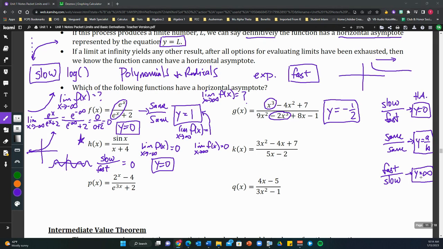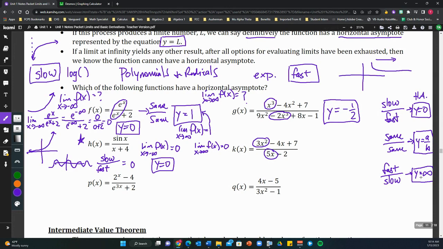All right, now for our next one, k of x equals 3x squared minus 4x plus 7 over 5x minus 2. So we've got another polynomial over polynomial. This one's a little bit easier. We're just comparing the exponent size. The most important term of the numerator would be 3x squared, largest degree, and for the denominator would be 5x. So this would be a case where we have a faster growing quadratic function over a slower growing linear function.